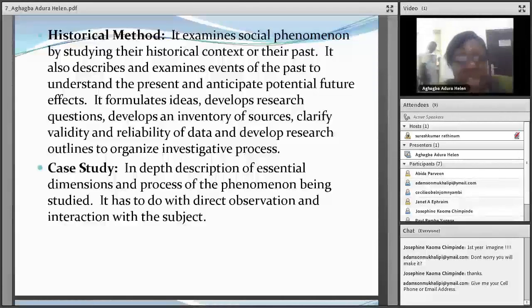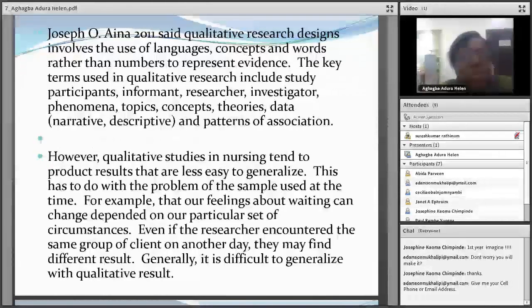Case study. This is an in-depth description of essential dimensions and process of the phenomenon studied. It has to do with direct observation and interaction with the subject. Joseph Aina, 2011, said qualitative research design involves the use of languages, concepts, and words rather than numbers to represent evidence.